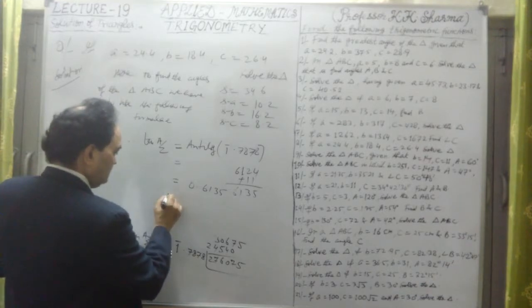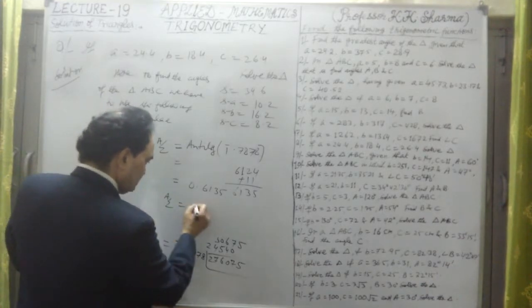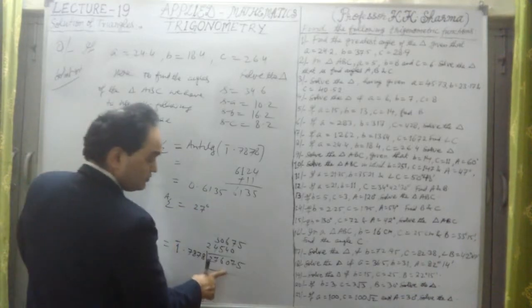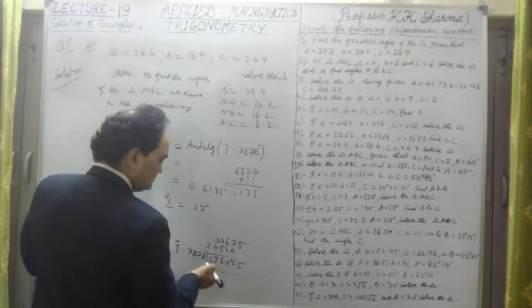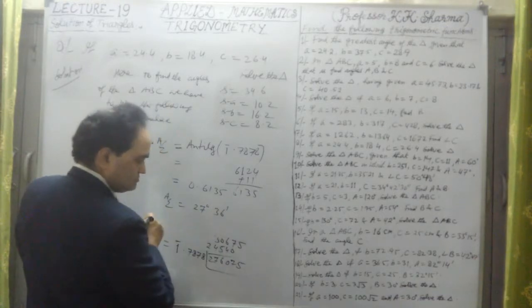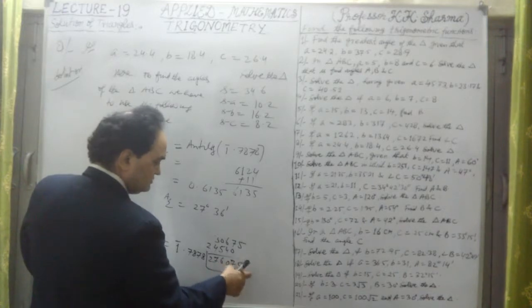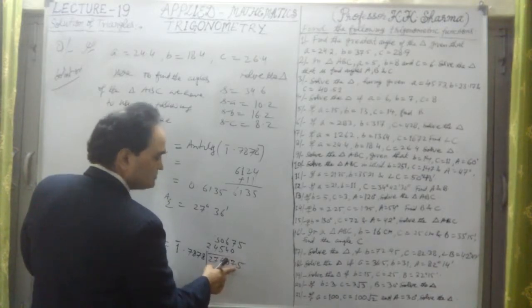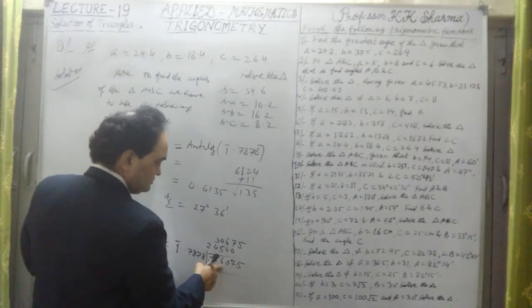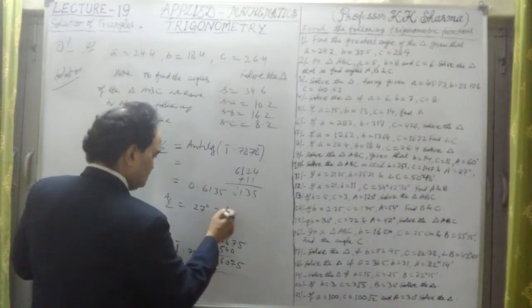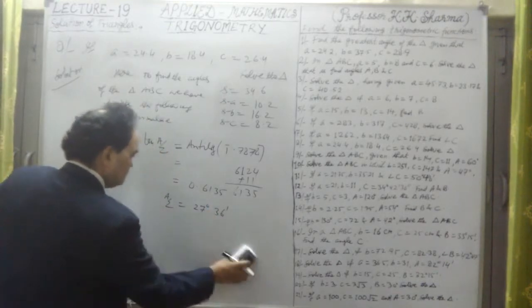So therefore A by 2 is equal to 27 degrees. Now 0.66, which is 36, if I multiply this by 60, it will give us 36 minutes. 0.67 by 60, 0, 7 fives are 35, 7 threes are 21, 42 and 3, 45, 5, 4 carry. It is 4 here, then 6 sixes are 36. So that will be 36 minutes. Let us say 36 minutes. So this is the value of A by 2.